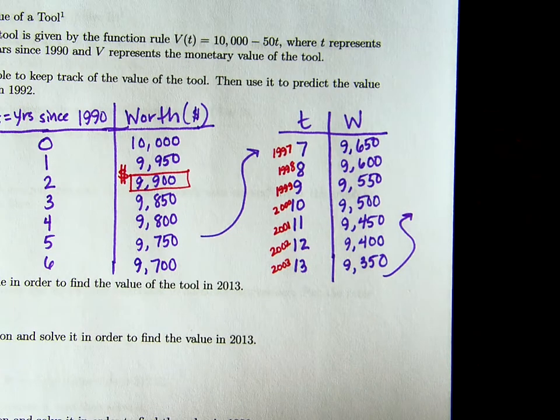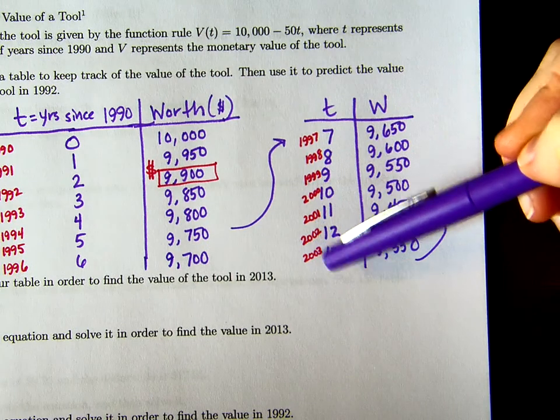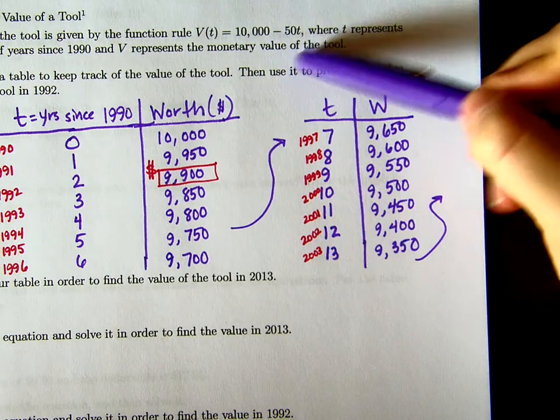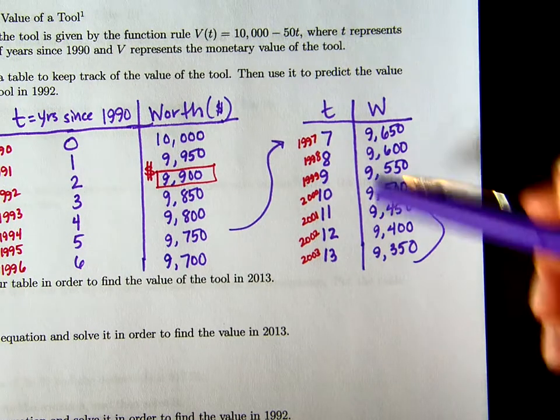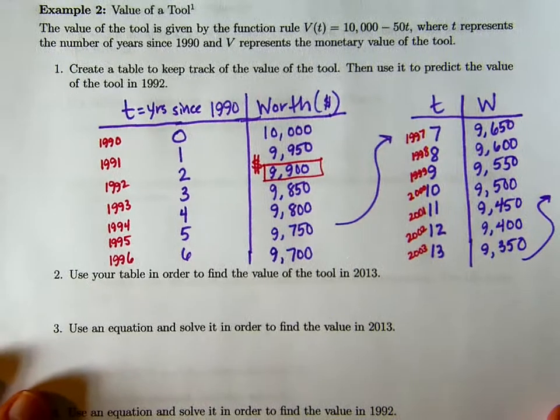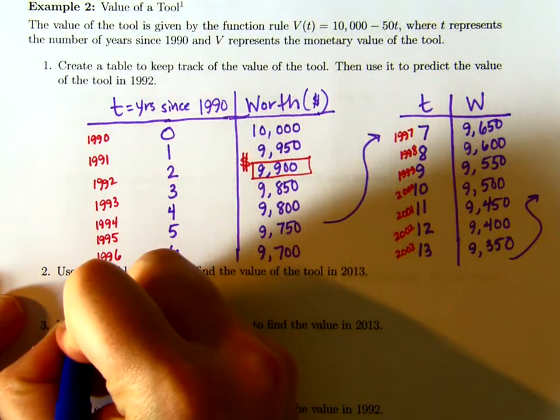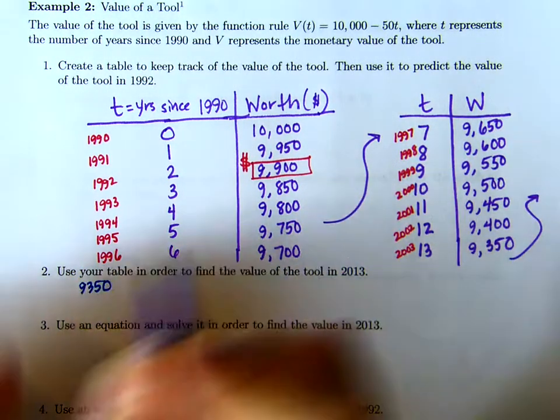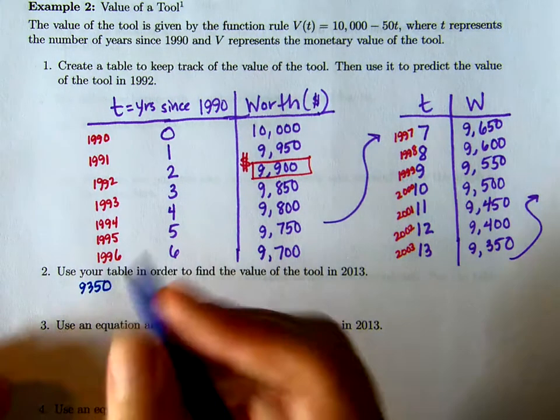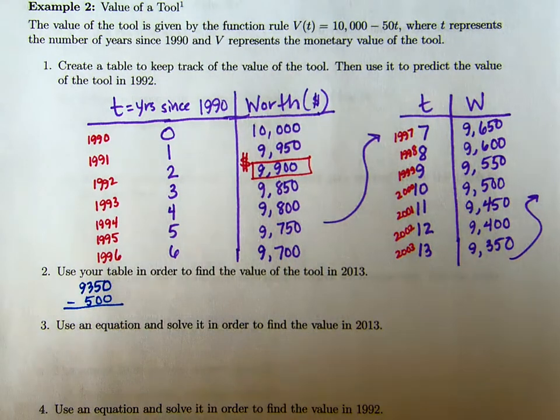Huh. Well, I have an idea. We have to do 10 more to get to 2013, and 10 50s is worth 500. So I'm going to take 500 away from here. Let's see. So I'm going to go like this. 9,350 take away 500. Yep.